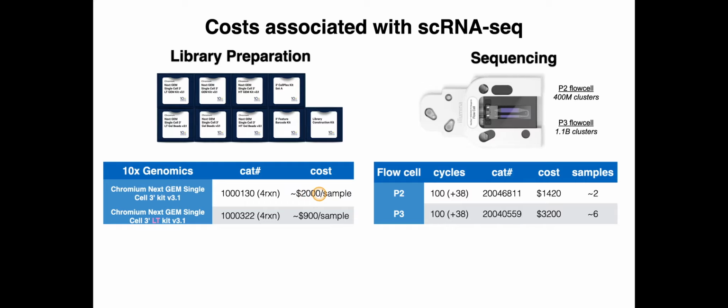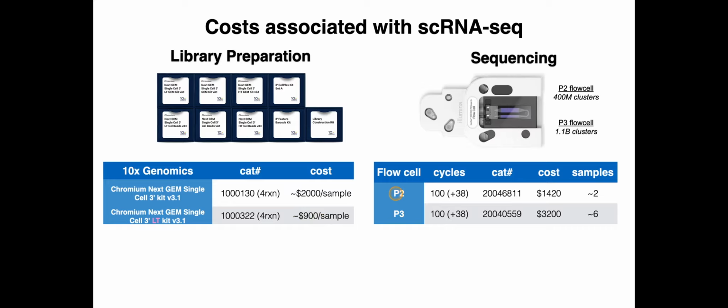So that's in stark contrast to bulk RNA-seq, which might be 1/10 of that cost. There are newer options from 10x, the so-called low throughput or LT kits, that let you profile, instead of 10,000 samples as we would do with the kit here at the top, 100 to 1,000 cells at a smaller, although still not trivial cost.